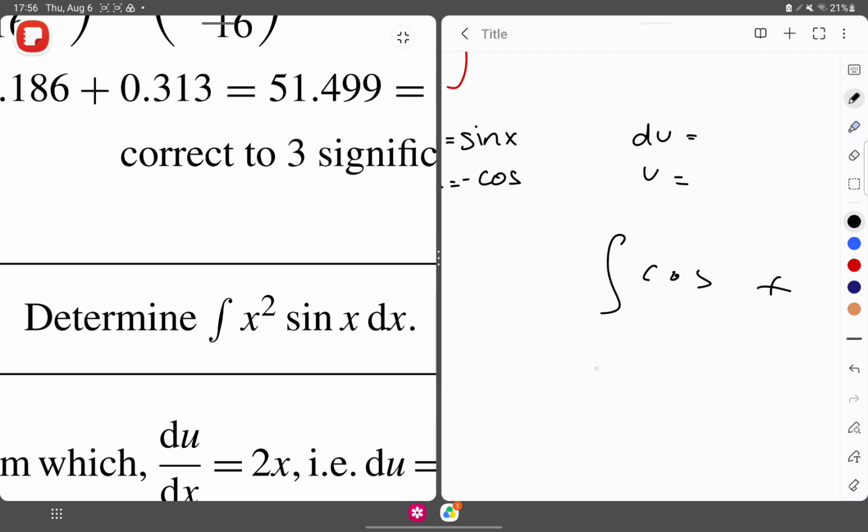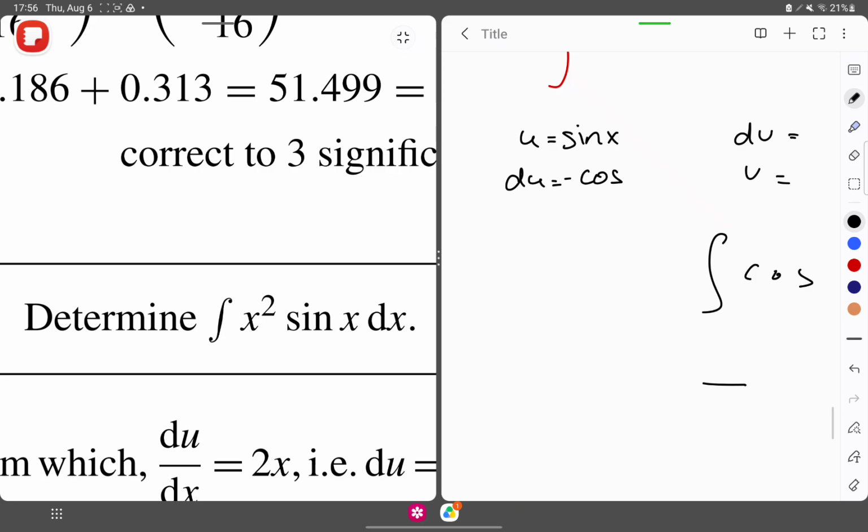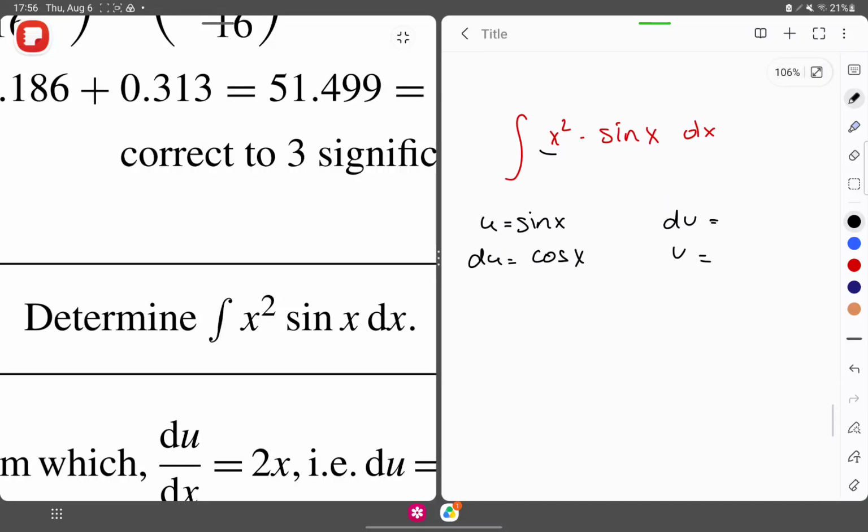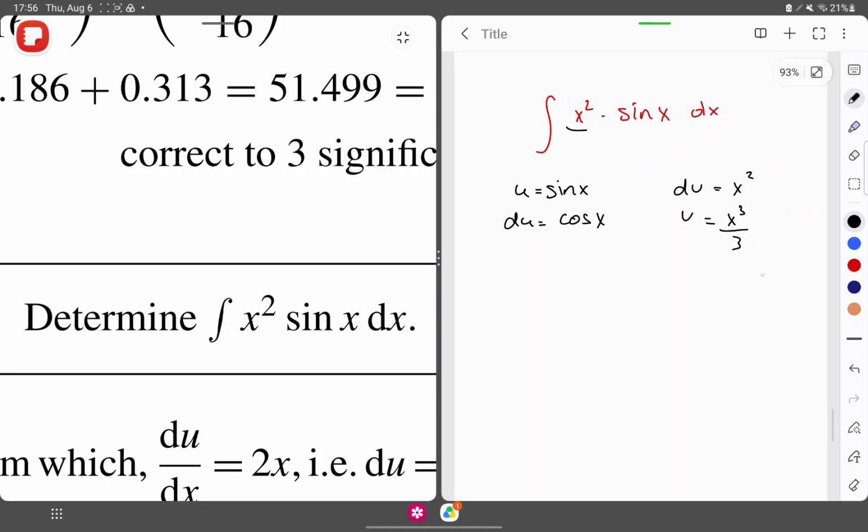Integral, it means that the derivative of cosine is negative. If the derivative of cosine is negative, it means that this one is positive. All right, cosine x, and let's say it is our dv. That will be what? x squared, it will be x cubed over 3, uv, basically this one, and then this 2.